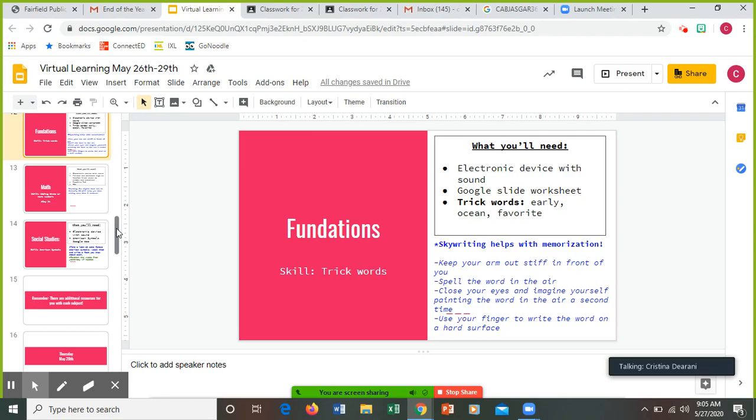Okay? Then skywrite your word. Keep your arm out nice and stiff. Support your elbow if you need to. You're going to spell your word. Then you're going to dip in some color paint of your choice. Close your eyes and you're going to skywrite it again and paint a picture in your mind. And then you can either use a little whiteboard, a little chalkboard, or if you don't have any of those, doodle it on like a hard surface, and then trace and erase to practice your trick words.